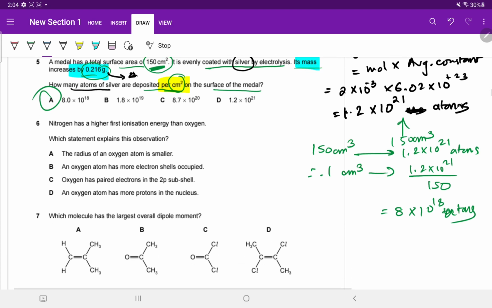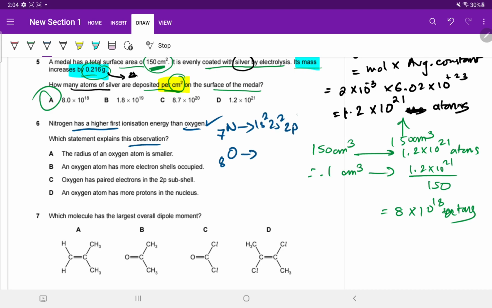Let's go to our next question. It says nitrogen has a higher first ionization energy than oxygen. Okay, which statement explains this observation? So let's go and see the electronic configuration of nitrogen and oxygen. So nitrogen is 7 and oxygen is 8. So it's 1s2, 2s2, 2p3 for nitrogen, and 1s2, 2s2, 2p4 for oxygen.